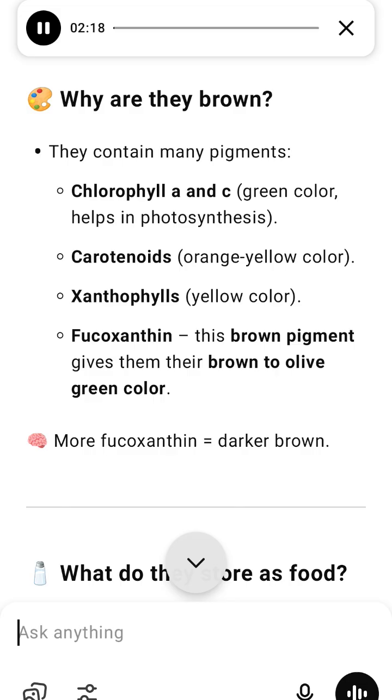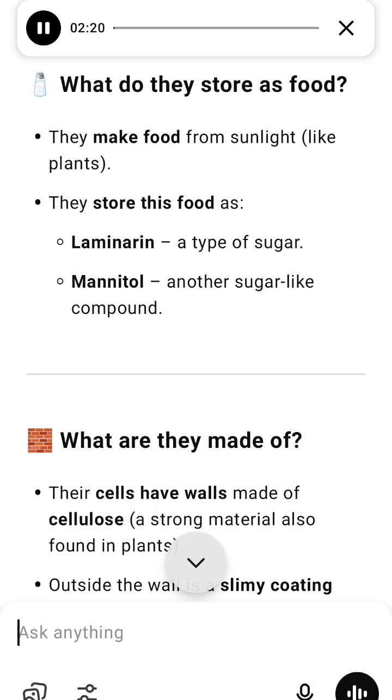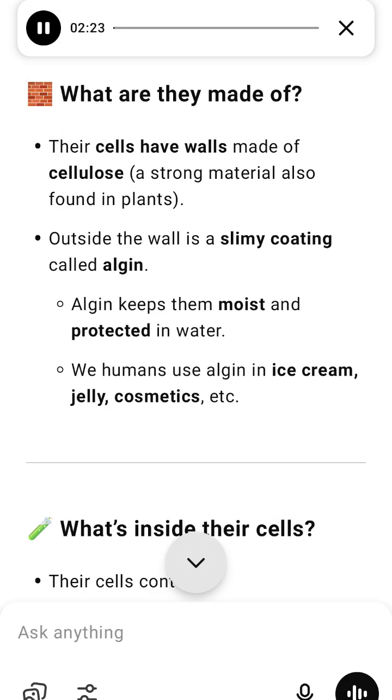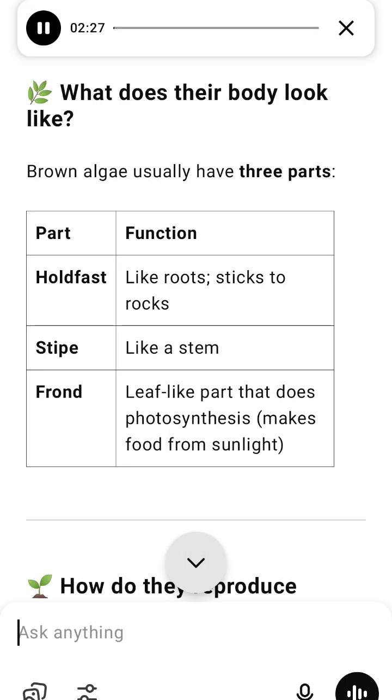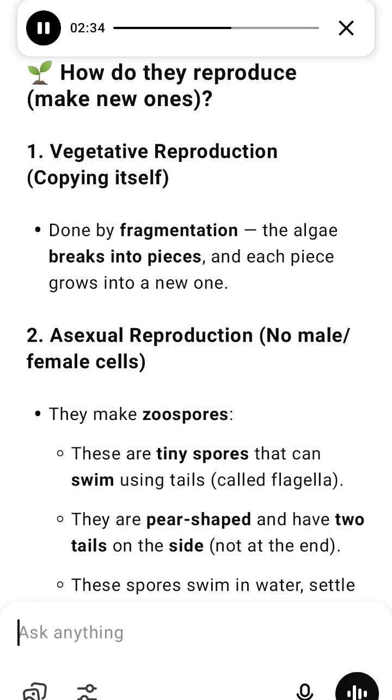3. Sexual reproduction, fusion of male and female cells. There are three types. Isogamy, both gametes (sex cells) look the same. Anisogamy, gametes are of different sizes. Oogamy, the female gamete is big and doesn't move. The male gamete is small and swims. Gametes are also pear-shaped with two side-attached tails. Fertilization, joining of gametes, can happen in water or inside a female structure called oogonium.